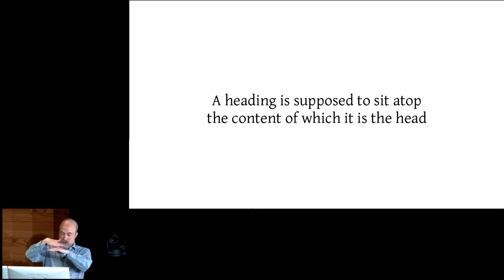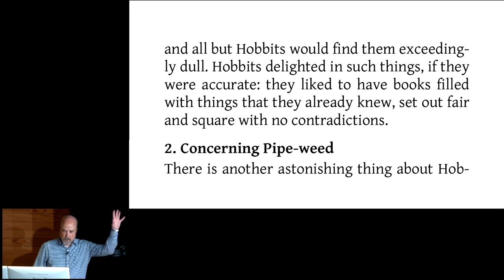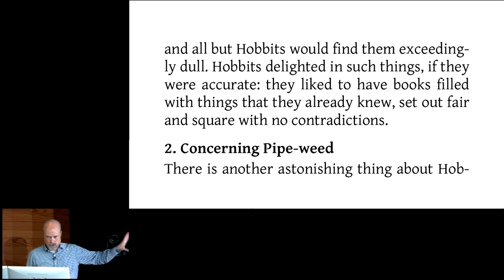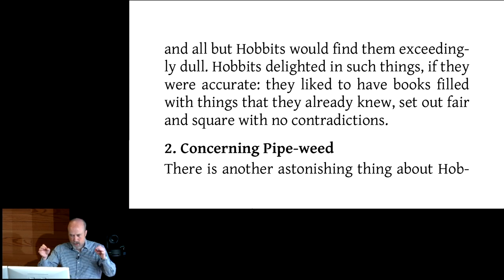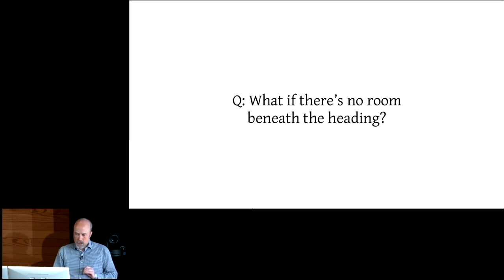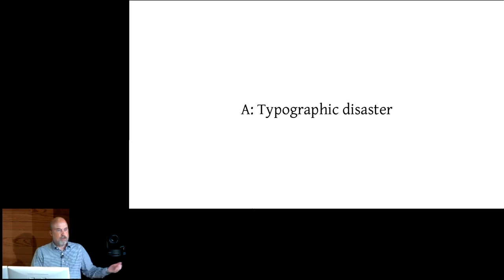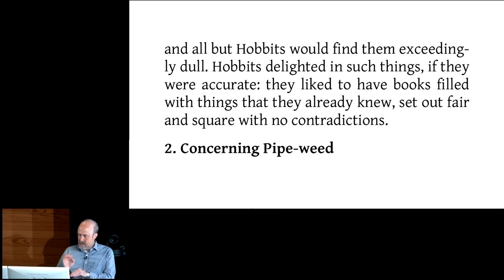headings. A heading is supposed to sit atop the content of which it's the head. I guess that's why it's called a heading. It looks sort of like this. This is a paragraph laid out by Andrew Kuchling's tech lib library, called by mine, and the paragraph ends, and we have just enough room on this page for the heading and a line of text. What if there's no room beneath the heading? What if the column were a little smaller? Well, then you get a typographic disaster. If the column weren't high enough for that line, the heading would stand by itself, not heading anything.